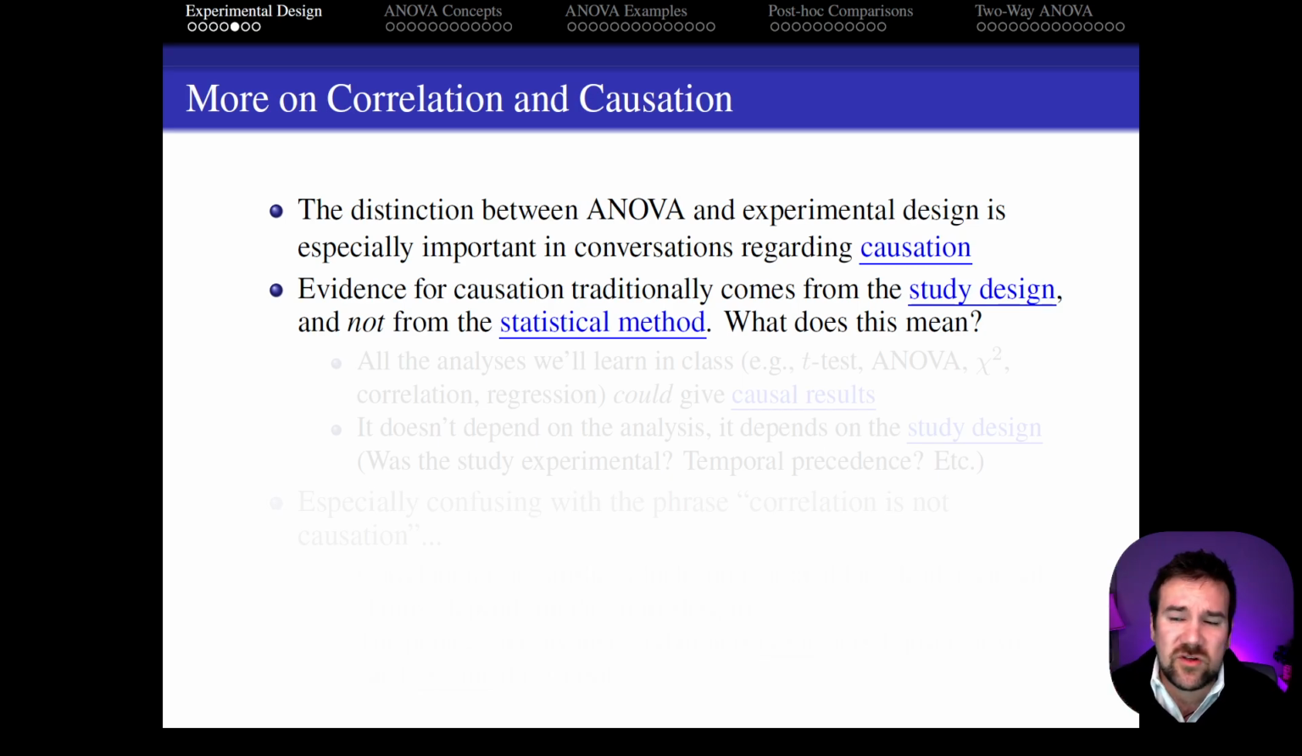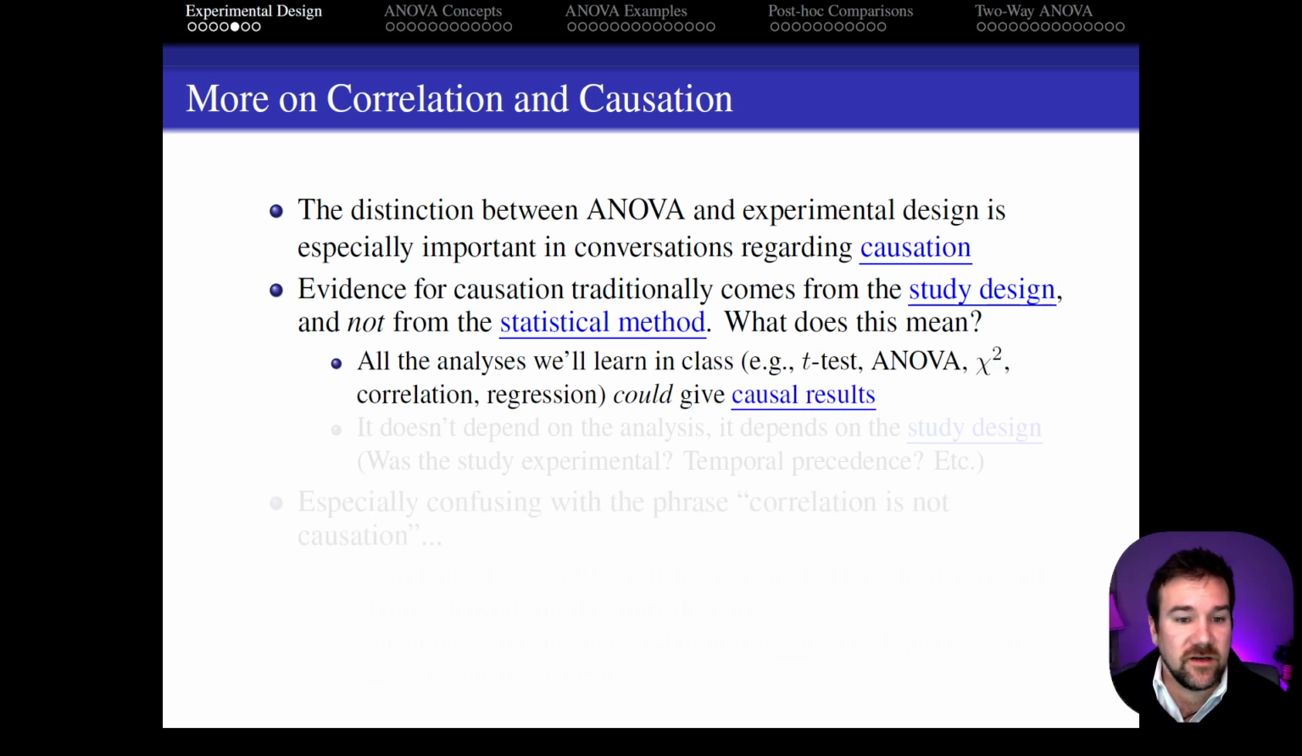Experiment and observations aren't statistical analysis. It's not ANOVA or t-test or correlation. It's not a statistical procedure. It's a methodological approach. It's a study design. So our evidence for the causation and a lot of the strength for causal claims comes not from the analysis, but from the study design.